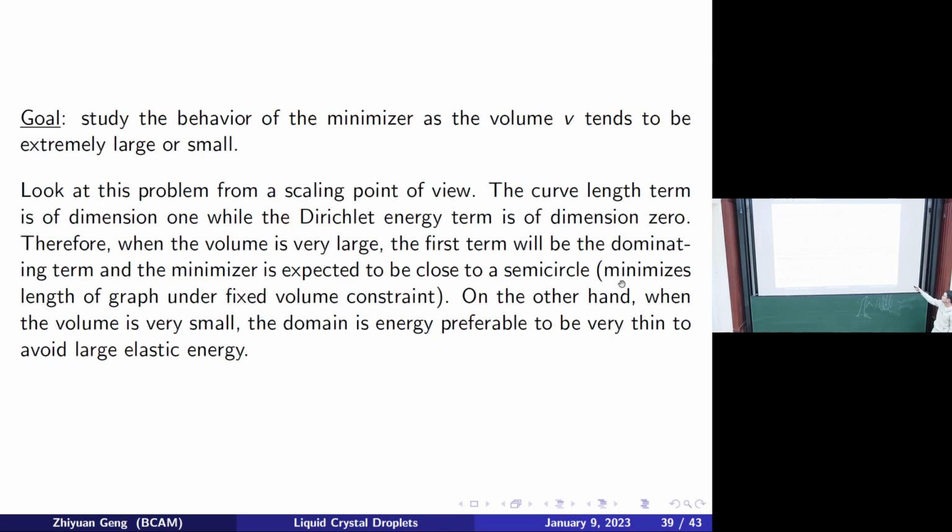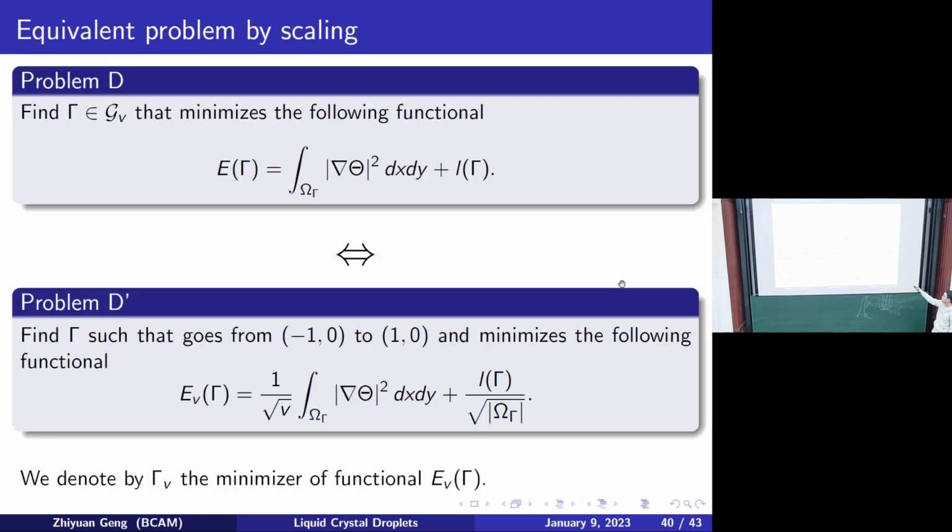So I will briefly discuss the asymptotic analysis in some limiting regions. We want to study the behavior of the minimizing drop as the volume goes to infinity or goes to 0. One must consider this problem from the scaling point of view, since you have 2 parts of energy. This is your original problem. The first, Dirichlet energy is of dimension 0, and this other energy is of dimension 1. Therefore, if the volume of this domain is very large, then this term will be the dominating term in the energy. Otherwise, if the volume is very small, then this term will be the dominating term.